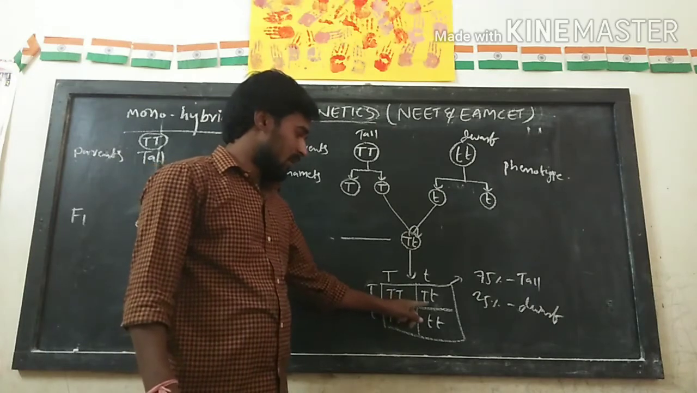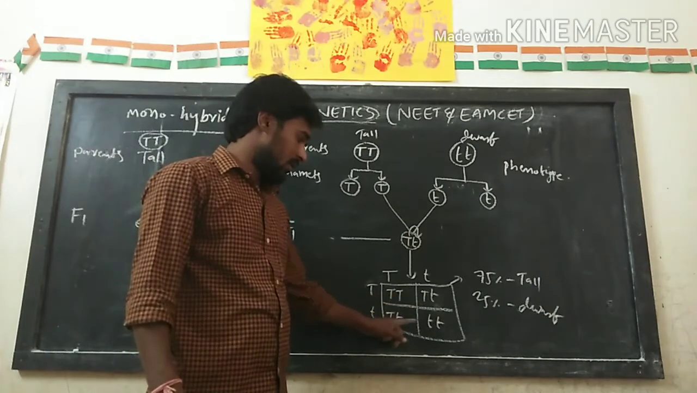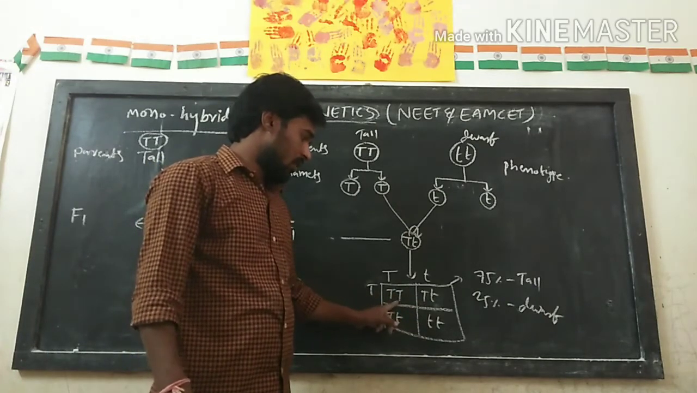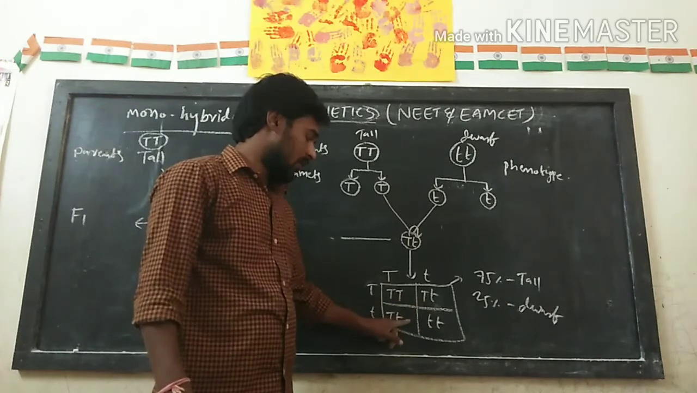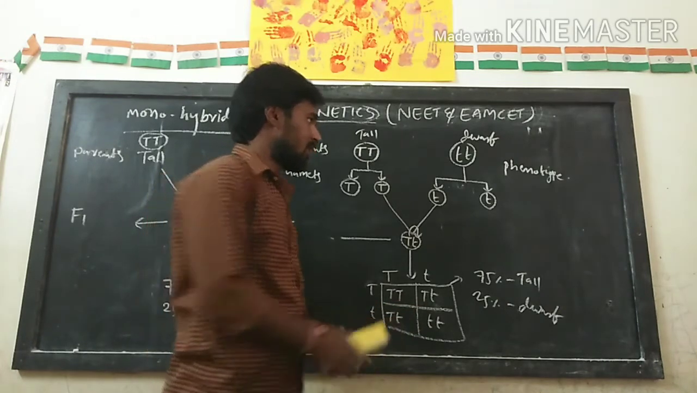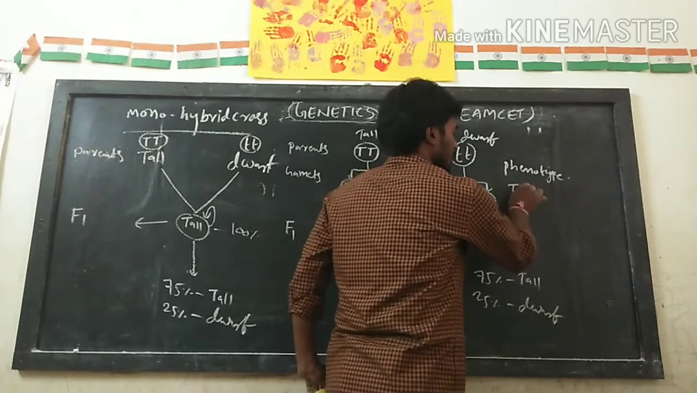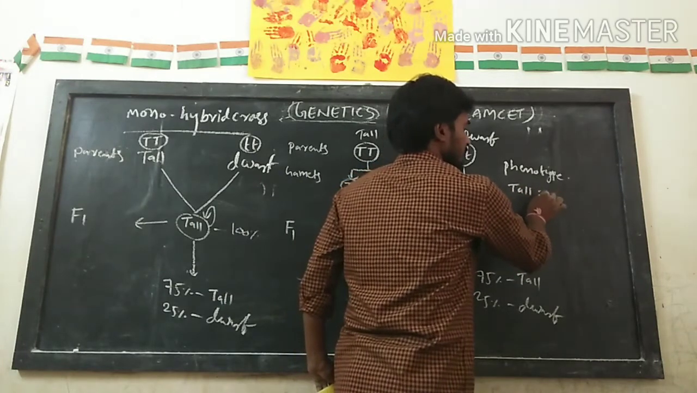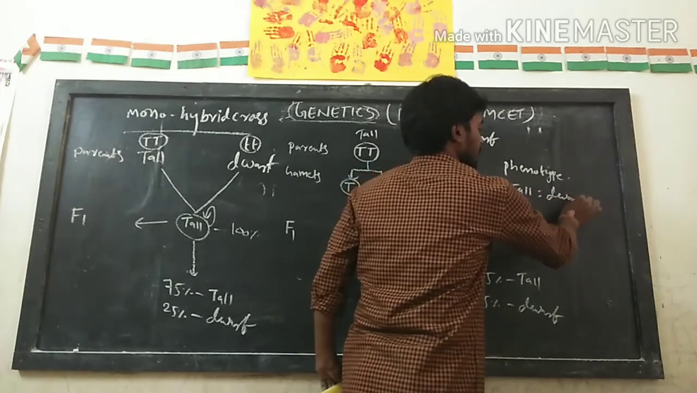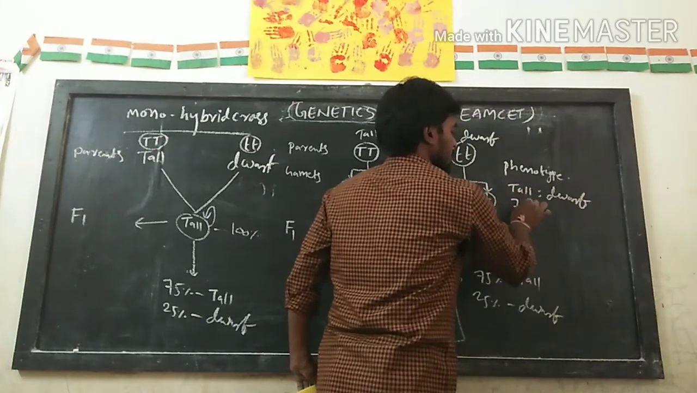Tall. This one tall. This one tall. This one dwarf. The total is 25, 25, 25. What is the tall percentage? 75% tall, and the rest dwarf. Tall, 75%.